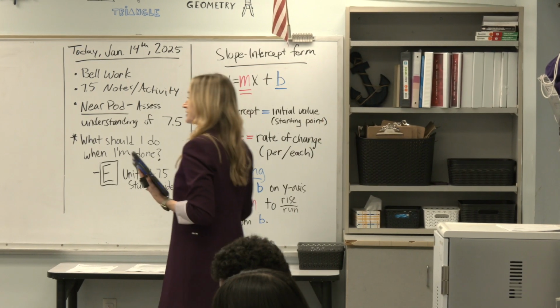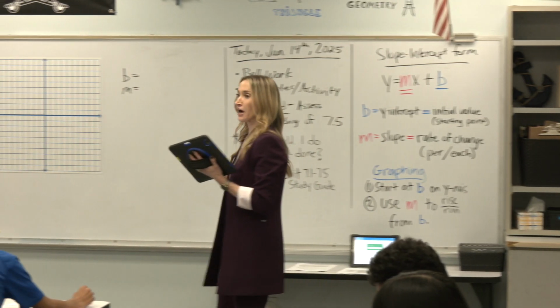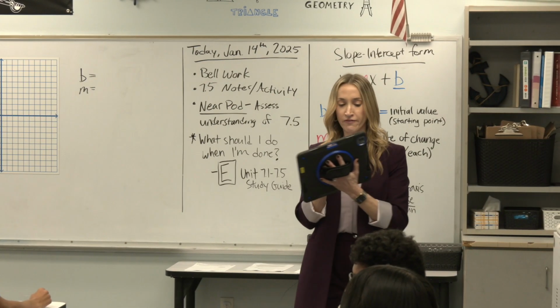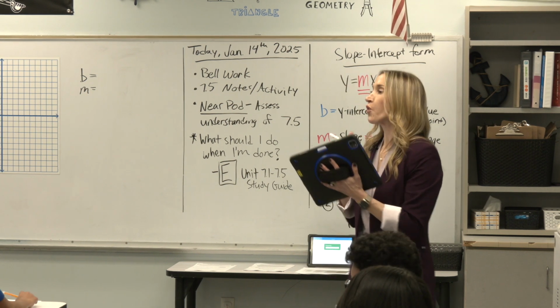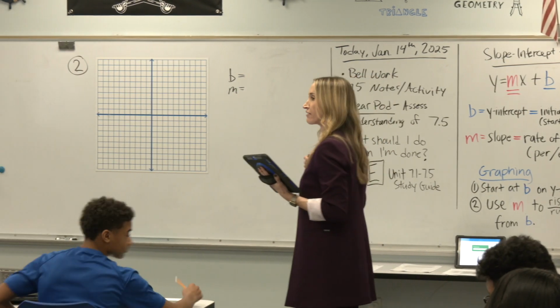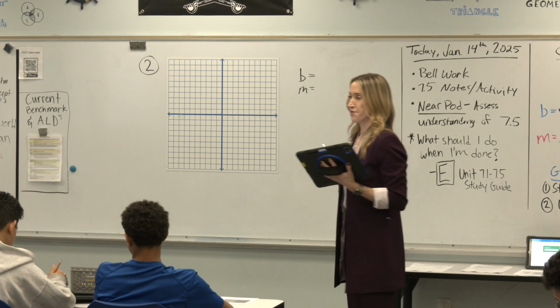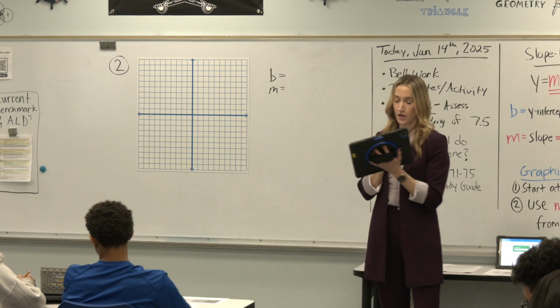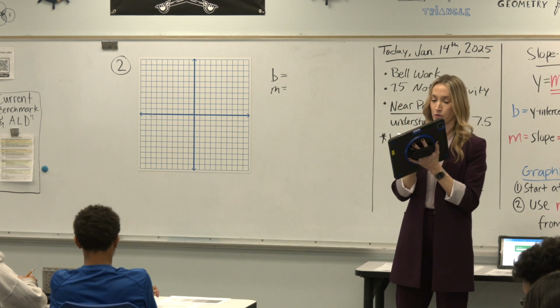And then your rate, a rate of, go ahead, Ashlyn. 2.5. Very good. And what word there, besides the word rate, the obvious one, would indicate a rate, Tavia? Per. Very good. Perfect. Per. Okay, so our m then is 2.5.